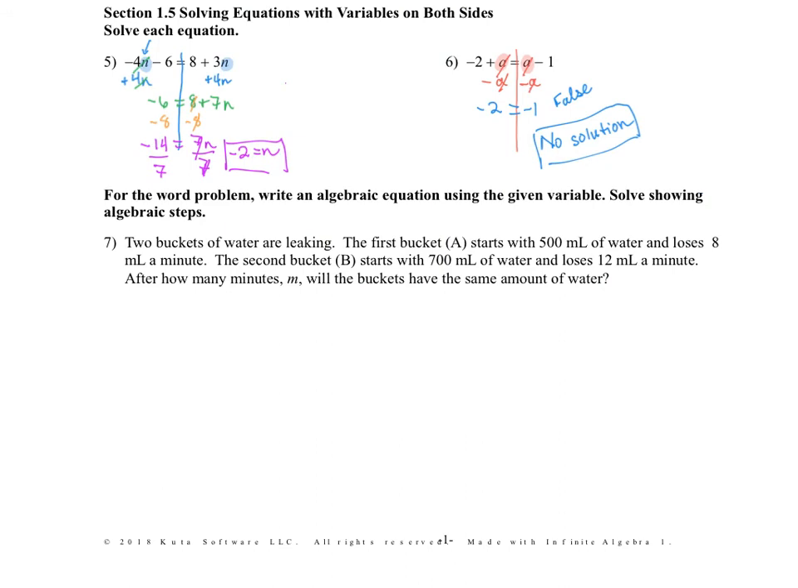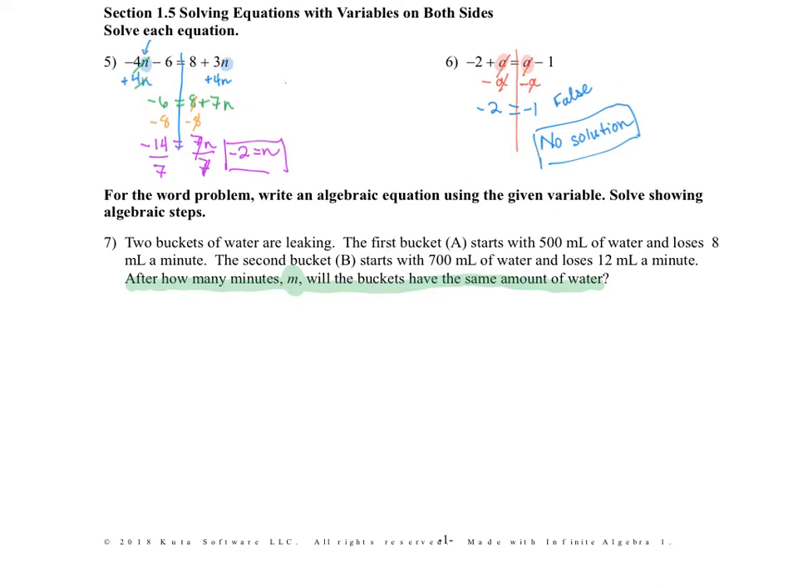On question 7, it's asking us to write an algebraic equation using the given variable, solve showing algebraic steps. You do want to set up your equal sign. Now for this one, I would normally say you want to define your variable, but this particular problem actually has already defined it for us. It says after how many minutes m will the buckets have the same amount of water. So it's already defined the variable for us.